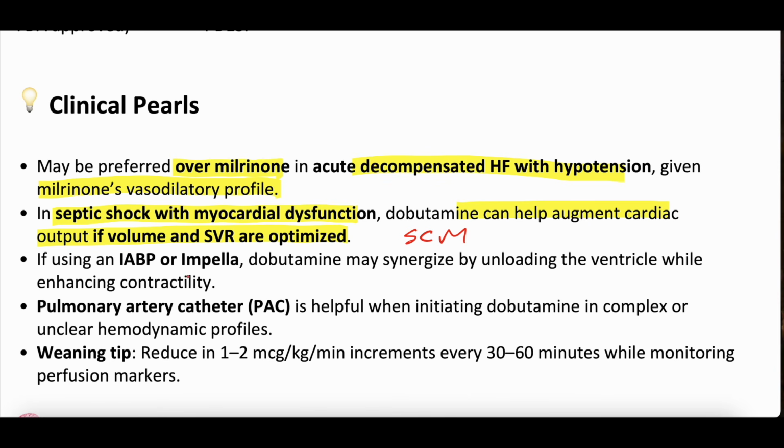If you're using a balloon pump or Impella, dobutamine may synergize by unloading the ventricle while enhancing contractility. This is more of an advanced concept.